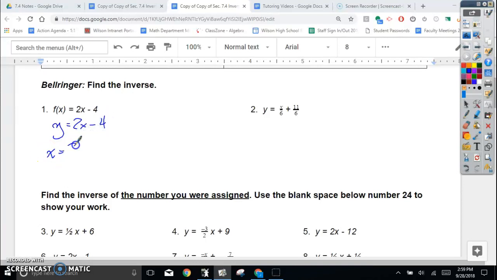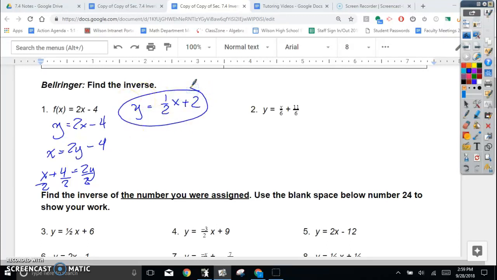I'm going to switch the x and y, and then I'm going to get y by itself. So I'm going to add that 4 over. Then divide everything by 2. It's just like, you know, if you have a brother or sister, if your parents do something for one, they better do it for all because you guys will keep tabs on. So there's the first one, all right? You get y equals a half x plus 2.